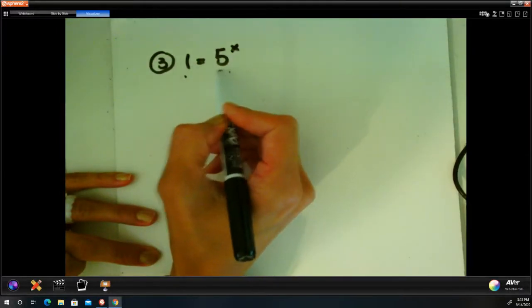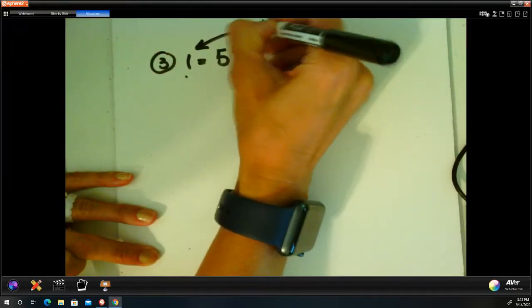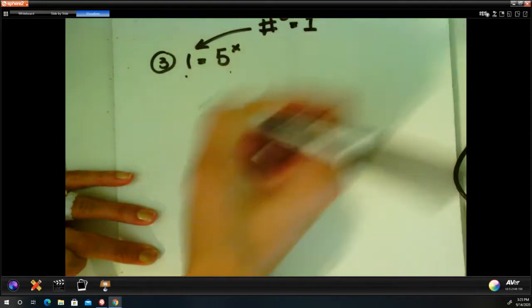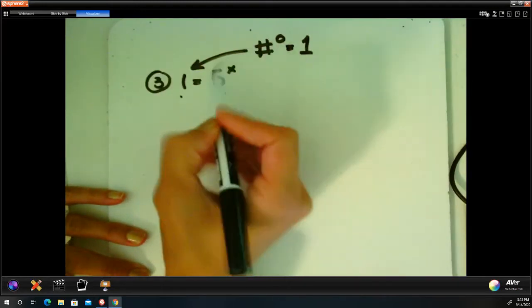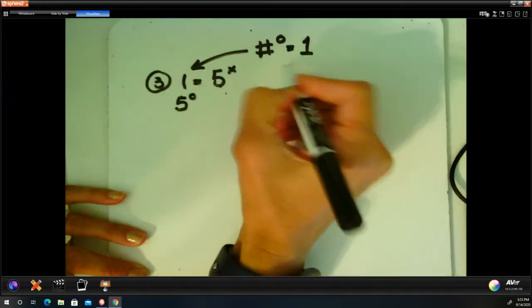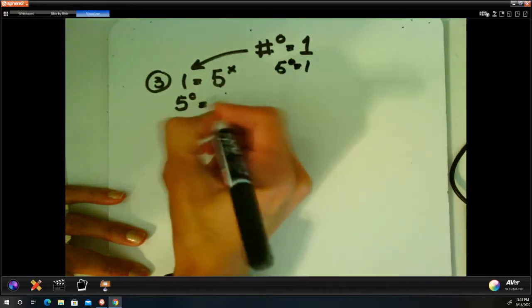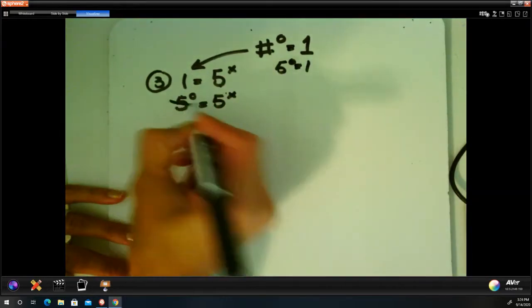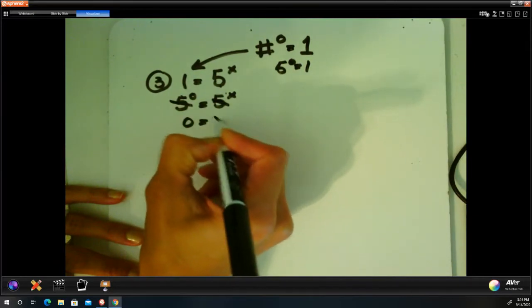Let's look at number 3. So number 3 is where we need to make sure we learn those exponent rules. So we have 1 equals 5 to the x. And we know 1 is prime and 5 is prime, so we can't break that down. But something special about 1 is any number to the 0 equals 1. So if I can pick any number and I have 5 over here, I'm going to make this just say 5 to the 0, because 5 to the 0 equals 1, equals 5 to the x. So that would mean, cross out your common bases, 0 equals x.